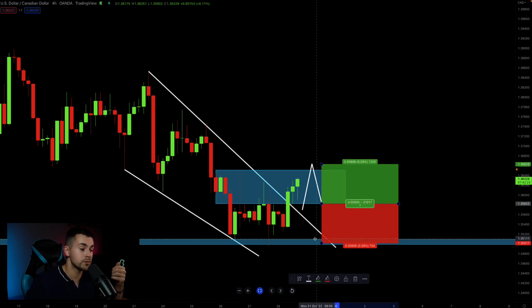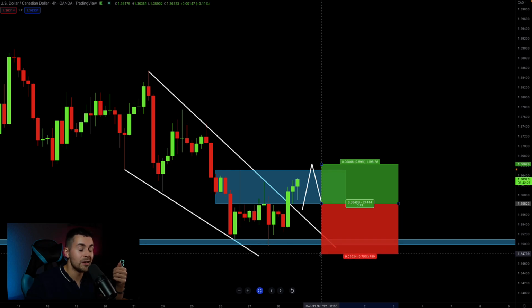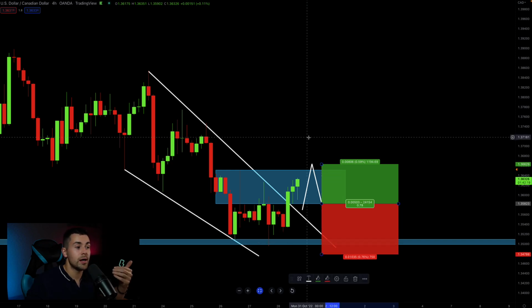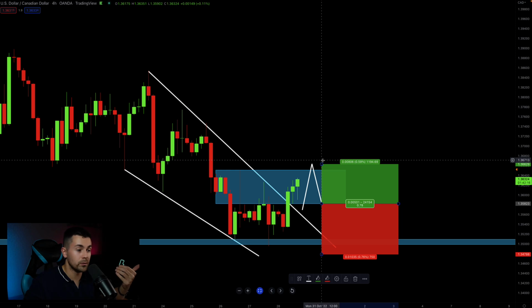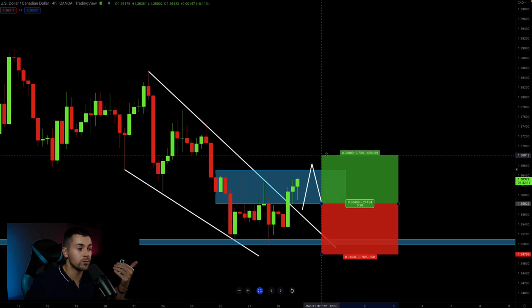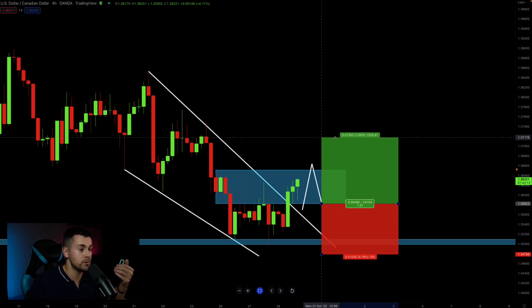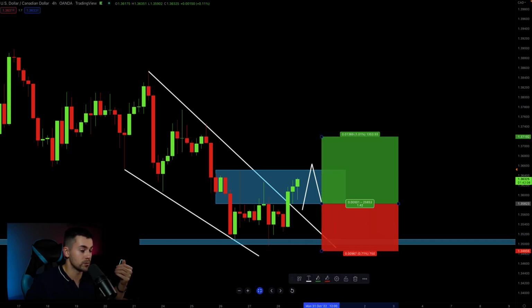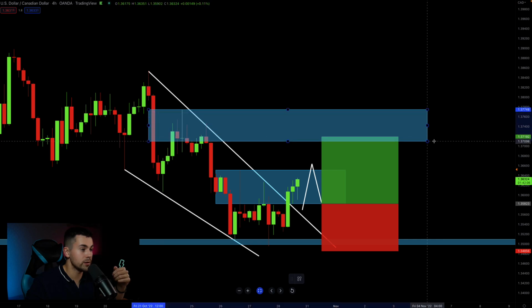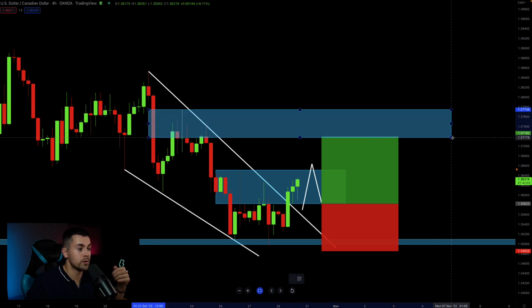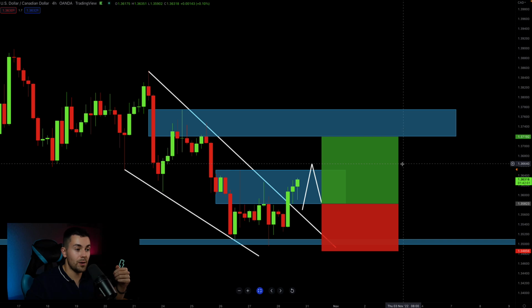Our stop loss will lie below the lows of the wedge, and our target will be the closest strong resistance. Right here it goes. Here's our very, very strong resistance. Yes, you can see how nicely this one right here was respected in the recent past.